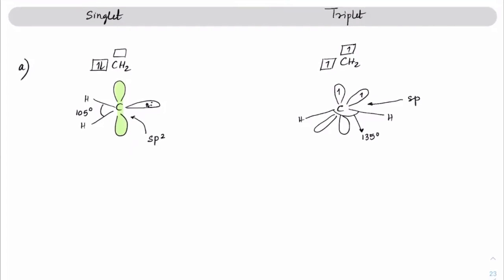Write these 2 differences, everybody. Make a column, one of singlet, one of triplet. Okay. Now see the next point.